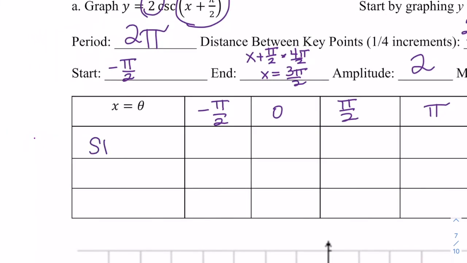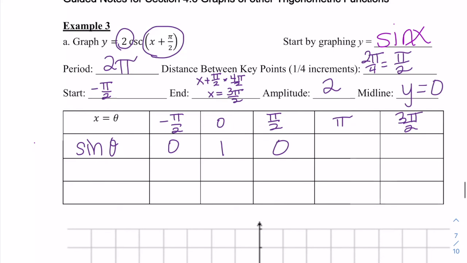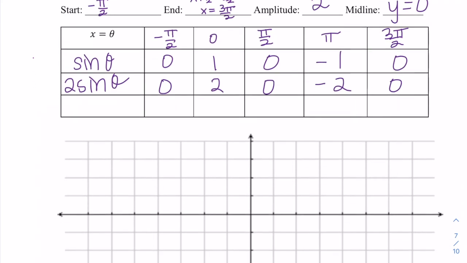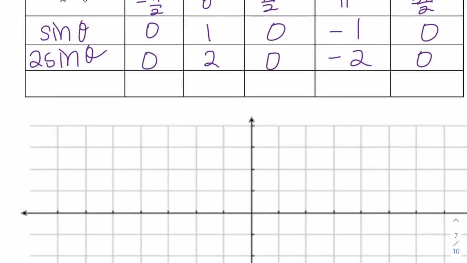So we know the original sine function, just the parent, starts at 0, goes to 1, back to 0, down to -1, and then back to 0. Well, if we're going to multiply this by 2, an amplitude, we know that this is going to be 0, 2, 0, -2, 0. All right, so let's sketch this graph.